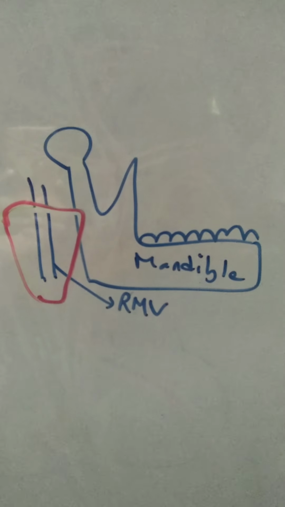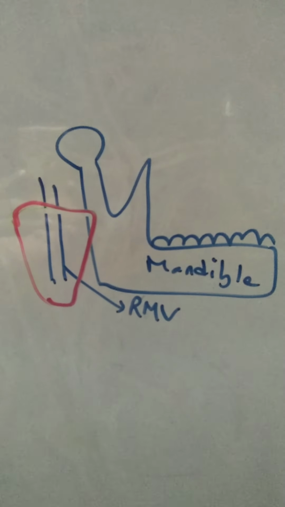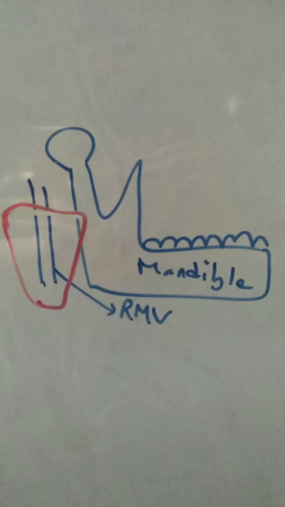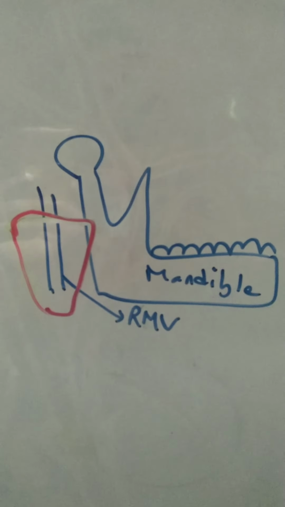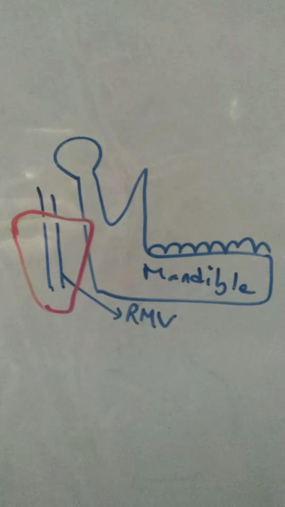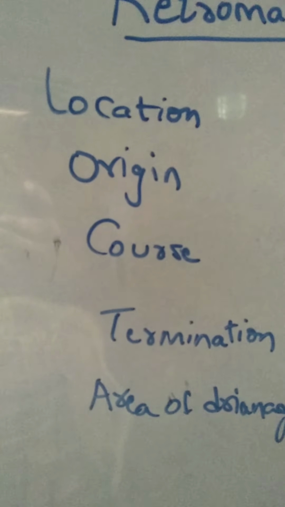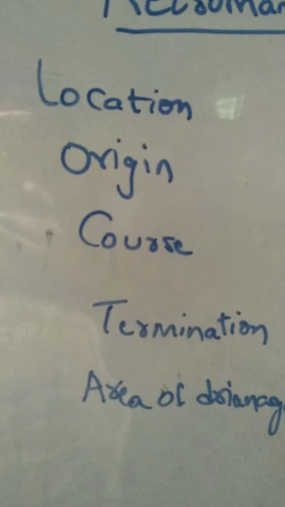Also this vein is present within the salivary gland, which is inverted pyramidal shape, which is next to the ear. The salivary gland is called parotid gland. So that will also be the location of retromandibular vein. So after the location, the next heading will be origin.